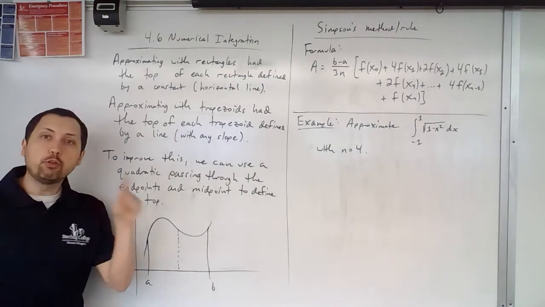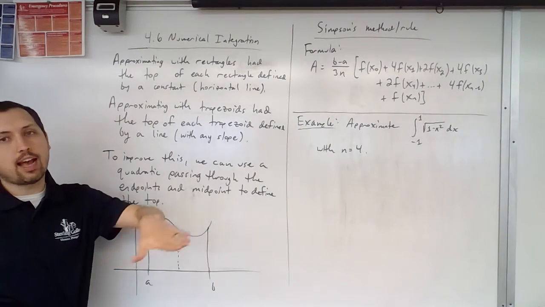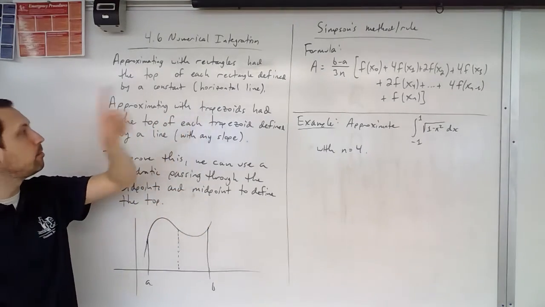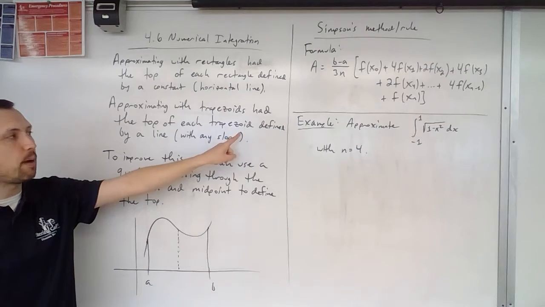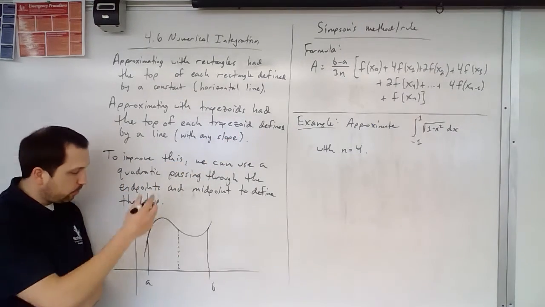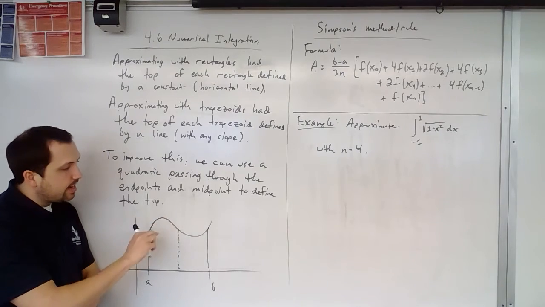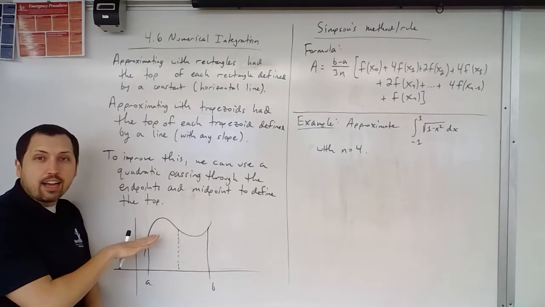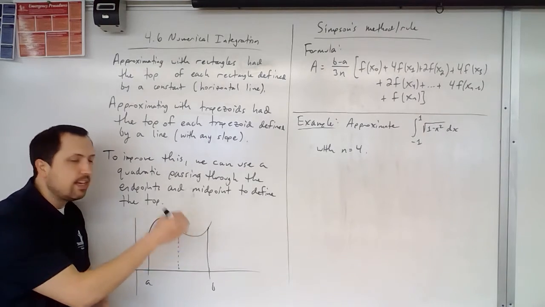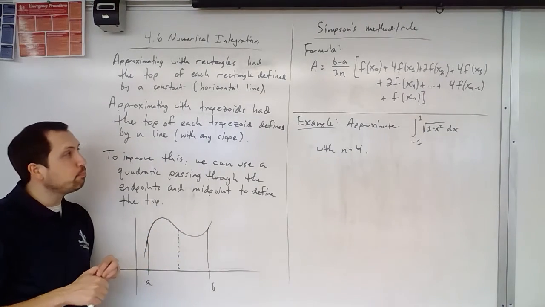Then we tried to improve that and said, well, horizontal lines kind of stink, especially when things are going up and down, right? But approximating with trapezoids, the top of each trapezoid is defined by a line with any slope. So here we could define, say, the trapezoid now with a slanted line, right? So we were able to draw some type of line to connect the endpoints.